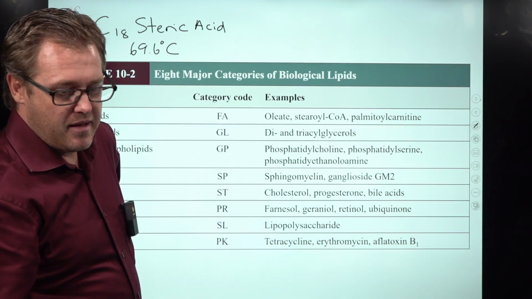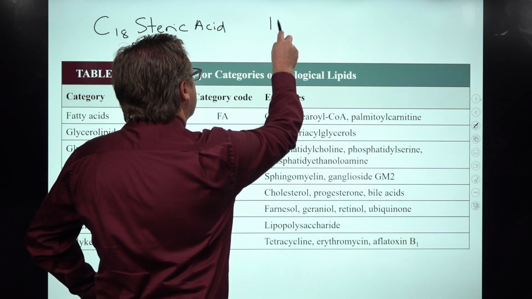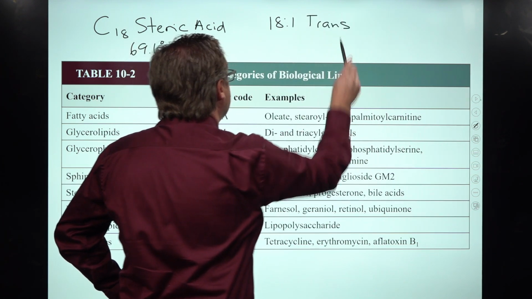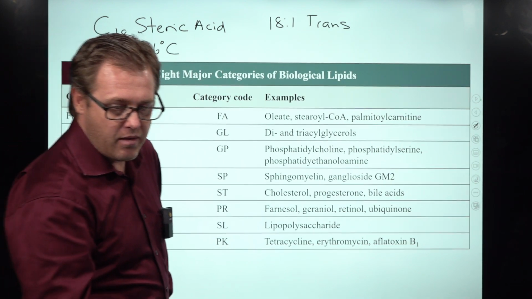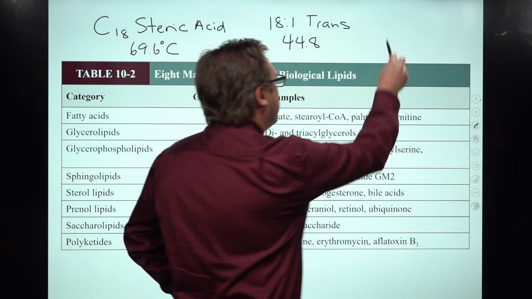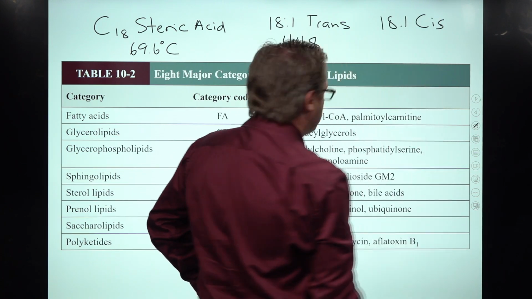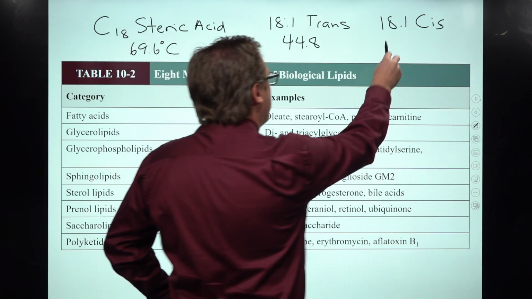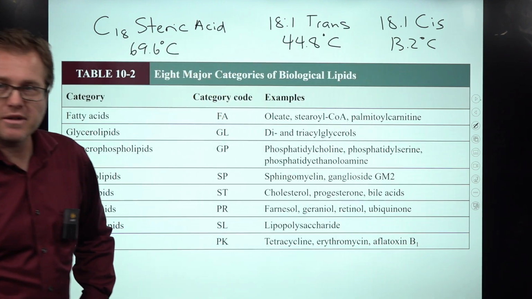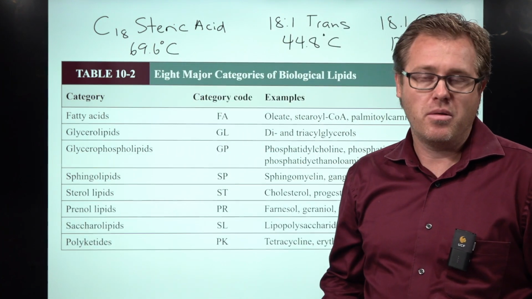When you take and do a trans, 18:1 trans, that has a melting point of 44.8. And then if you look at 18:1 cis, that has a melting point of 13.2 degrees C. So there's some data to help you remember which one's going to have the higher melting point.